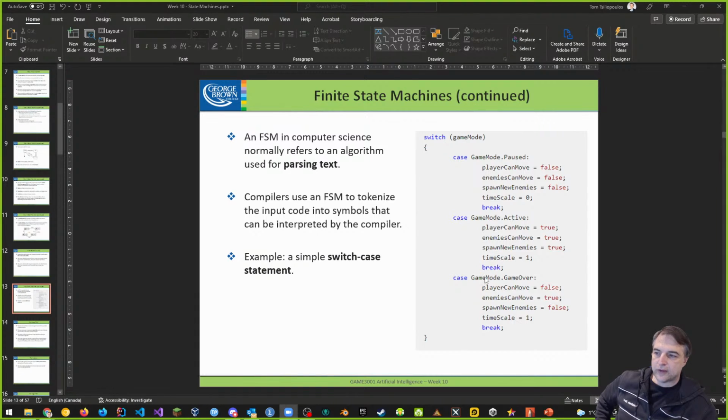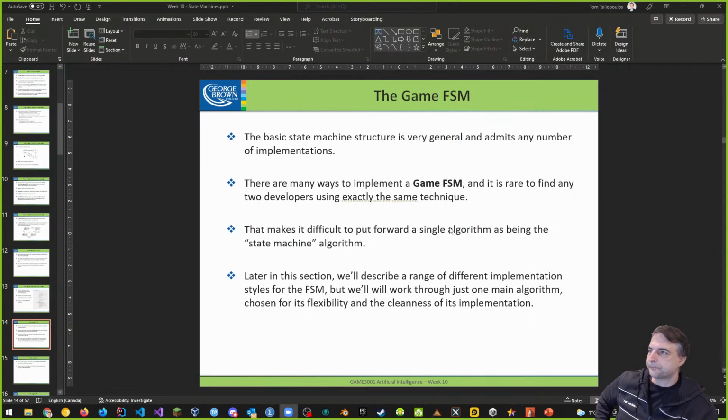If I'm in the game over state, the player can't move, the enemies can't spawn, but enemies can move around. Why not, right? So we can show the enemies, and the time scale is 1. So again, very straightforward way of switching from one type of play state to the next. And this would be like different kinds of game states, if you will, paused, active, or game over. All right, very simple way of doing it, and that's your finite state machine.